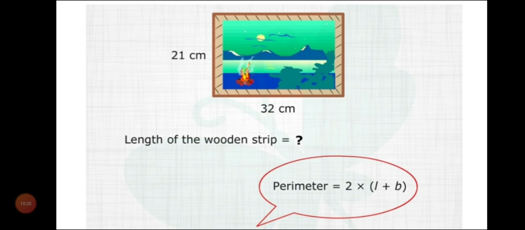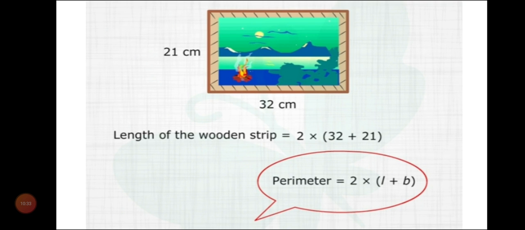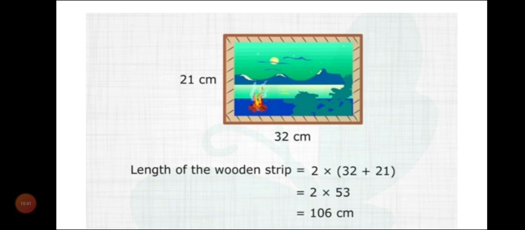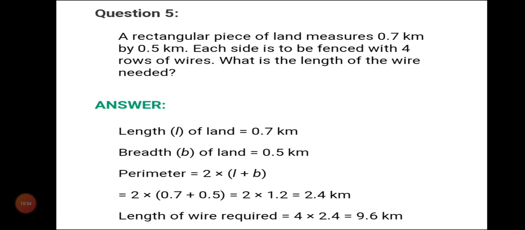So perimeter, as it is rectangular again, is equal to 2 into (L plus B). So length is 32 centimeter, breadth is 21 centimeter. Just put the values in the formula. Add the bracket, 32 plus 21, you will get 53. So 2 multiplied by 53, you will get 106 centimeter. So in this way, you can find out the total length of the wooden strip used in making the frame of this photograph.